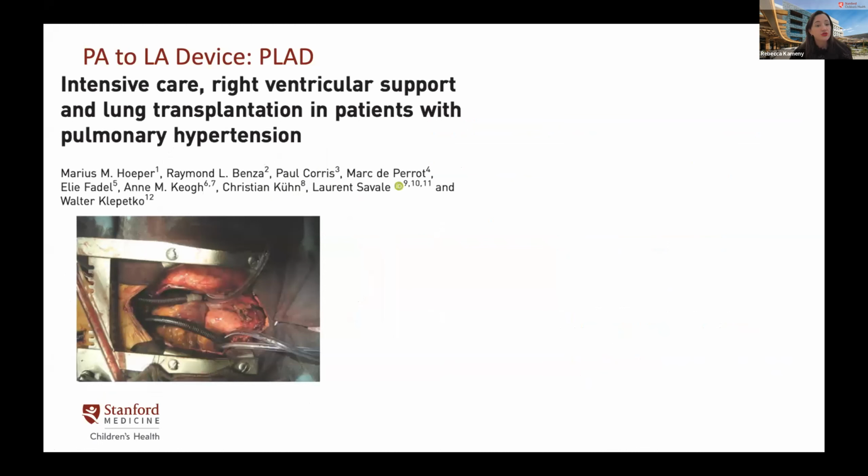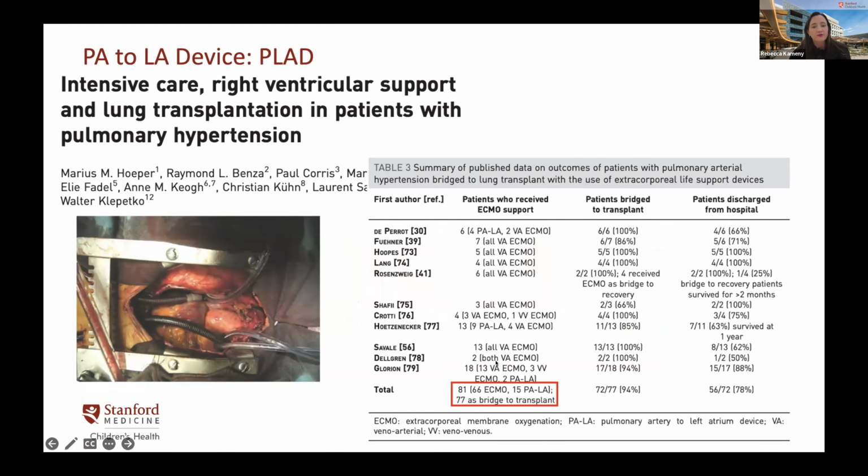Now, if you contrast that to the adult experience, there's quite a bit more enthusiasm. Some of you will know that in particular, the Toronto group does quite a bit of bridging with PLAD to lung transplant in adults. These authors did a review of all the case series that are published, and that's really all that's out there. You can see of all the bridging that was done to ECMO, to lung transplant, there were 15 PA to LAs with a reasonable success rate of bridging to transplant. They didn't separate out the PA to LA in this paper. And also, frankly, given how ill these patients are, a reasonable percentage of patients were able to be discharged from the hospital.